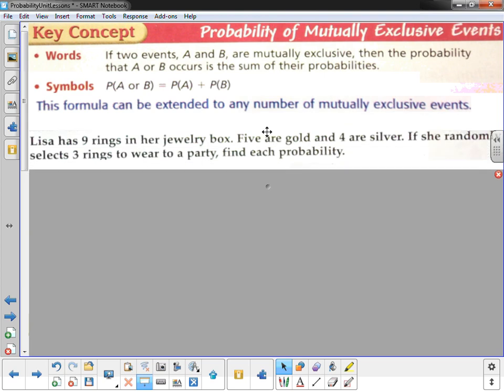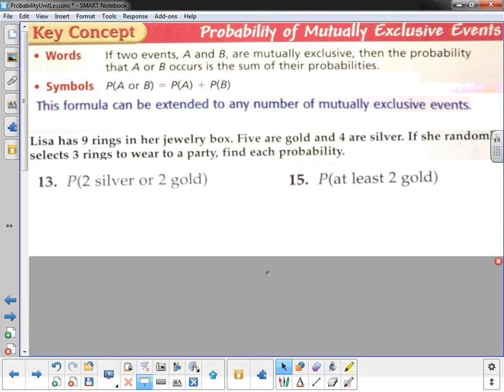Okay, so let's take a look at this. Lisa has 9 rings in her jewelry box. 5 are gold, 4 are silver. If she randomly selects 3 rings to wear to a party, find each of these probabilities.